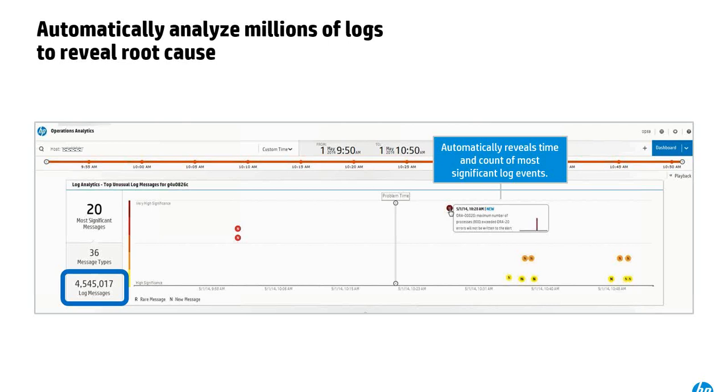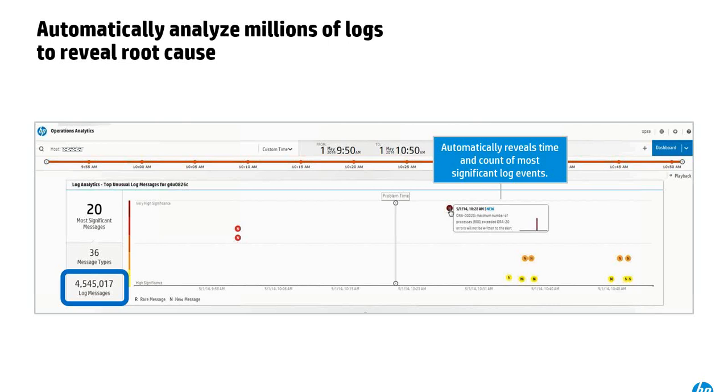By looking at the data through log analytics, you can see that they looked at 4.5 million messages that the system automatically identified as relevant to the impact of the problem and to the problem itself that they're trying to troubleshoot. Operations analytics specifically identified what messages in their logs were new and what messages were rare. The screenshot they shared with us shows the new message that appeared, highlighted out of 4.5 million messages, the one closest to the problem time. And this was automatically propagated to the forefront of the user interaction with the product.